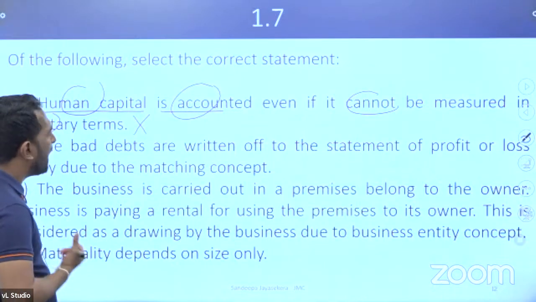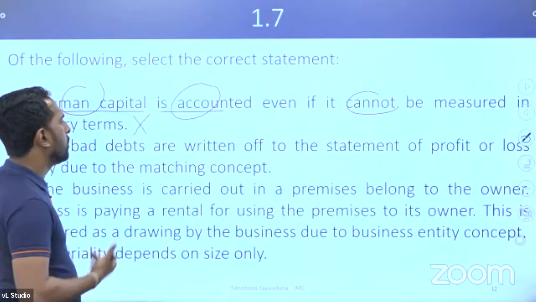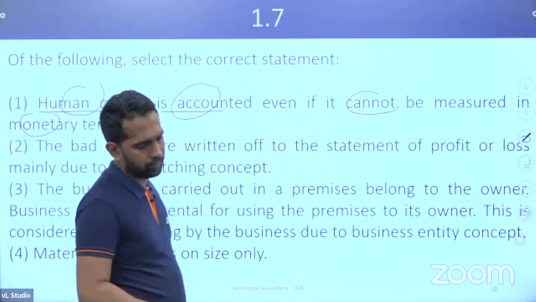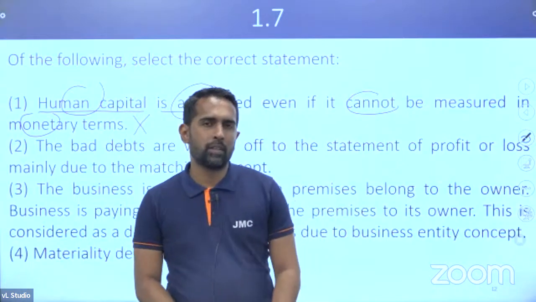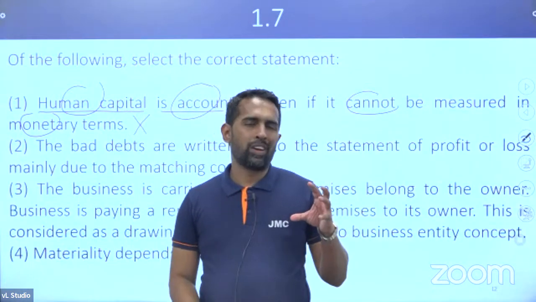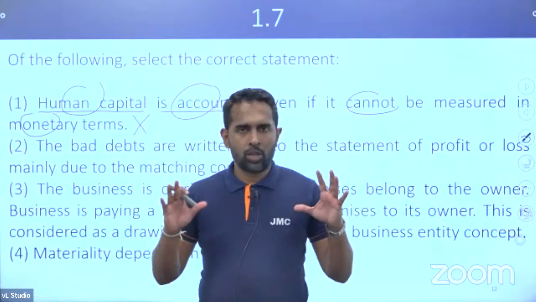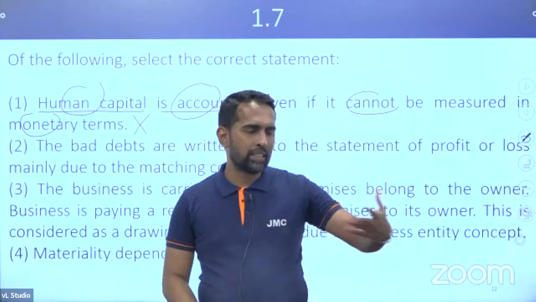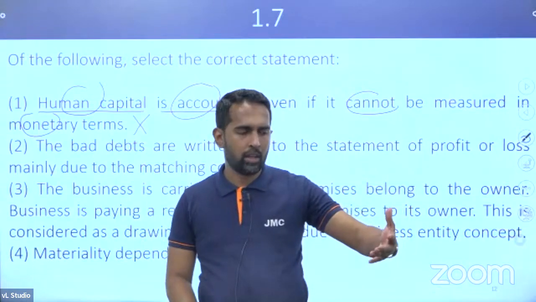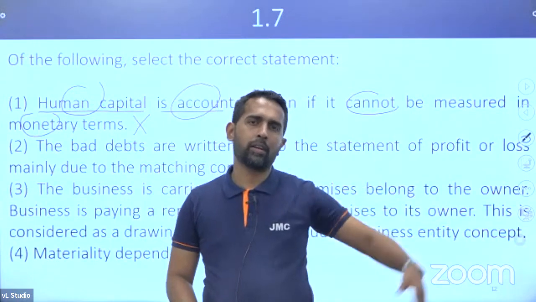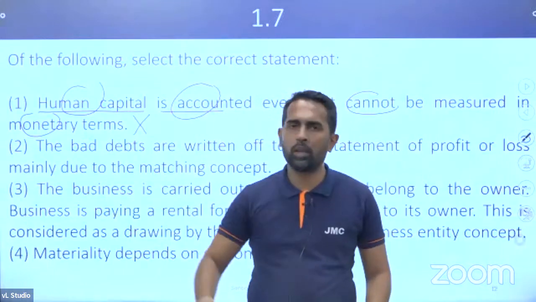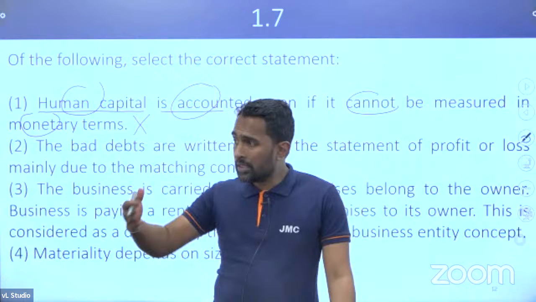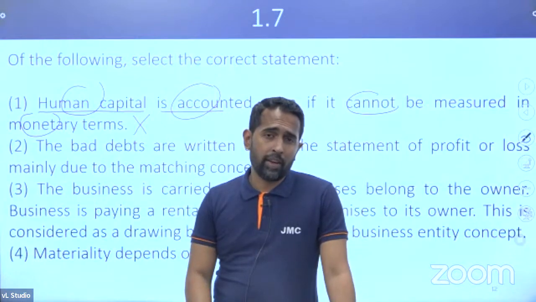Second one, the bad debts are written off to the statement of profit or loss mainly due to matching concept. Alright. Now, what is the bad debt? You have done a credit sale, which will create a debtor. You made a sale, you are not receiving cash today, you are going to receive cash after a credit period, 1 month or 2 months or 3 months, right? So you are making a credit sale, thus it will create a debtor, right?